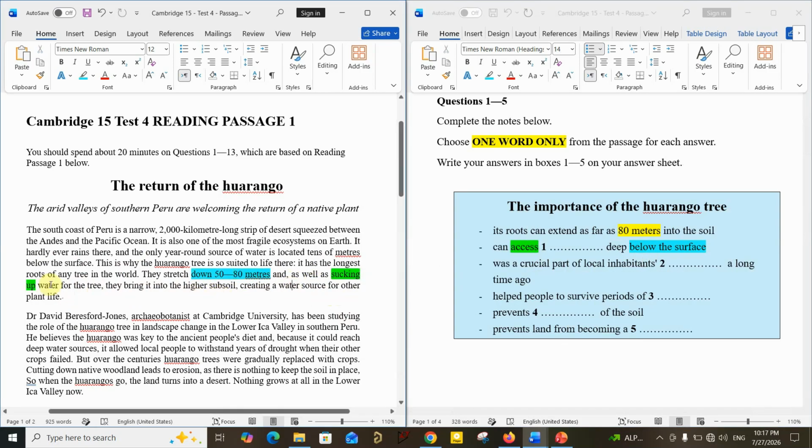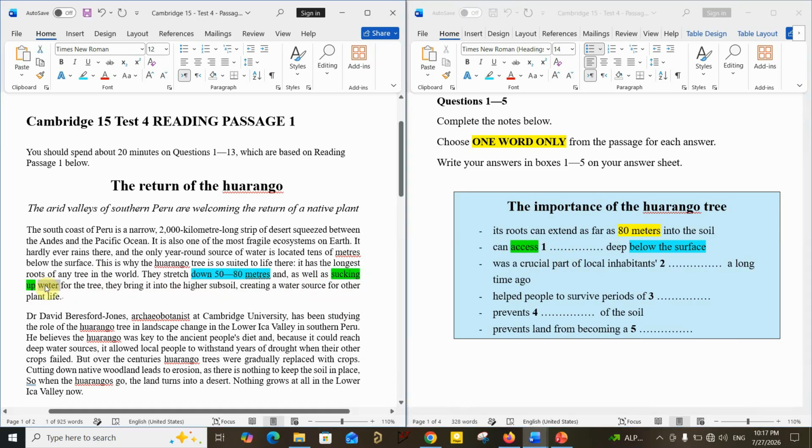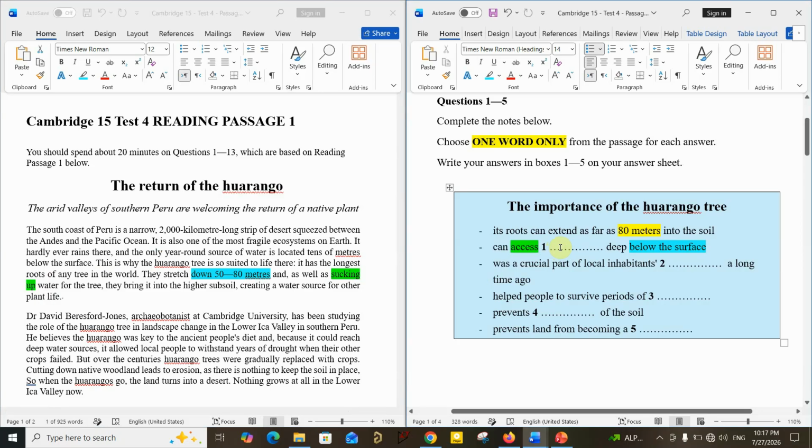So what is the answer? You need a noun here, and in the IELTS exam you can just use Ctrl C, Ctrl V. Ctrl C for copying a phrase or the word, and Ctrl V means pasting it. I use Ctrl C and Ctrl V. Water is the right answer for the first question.